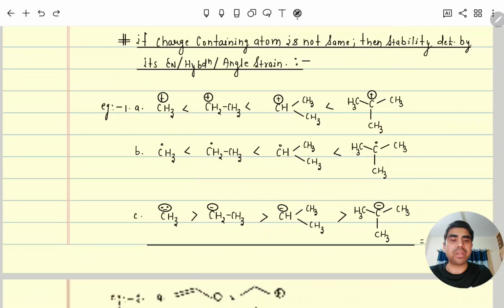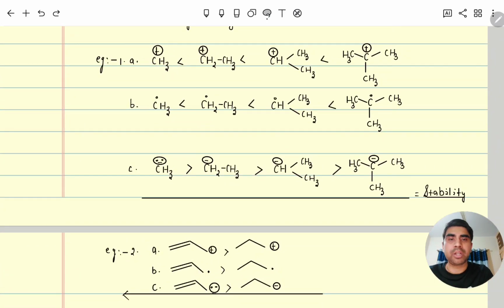Similarly here also hyperconjugation is more, so it is more stable. But here, in the carbanion, hyperconjugation will not happen. So here this CH3 is a plus I donating group, here donating group, here donating group. So as electron density increases, stability decreases. The more the charge containing ions, the less stable. So here this one is the more stable.